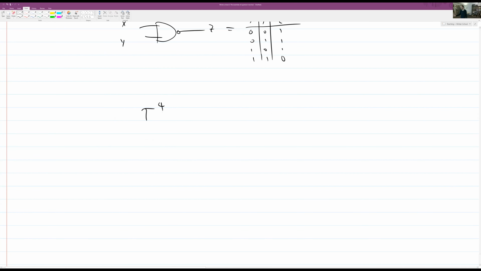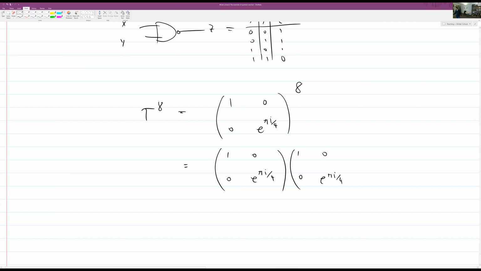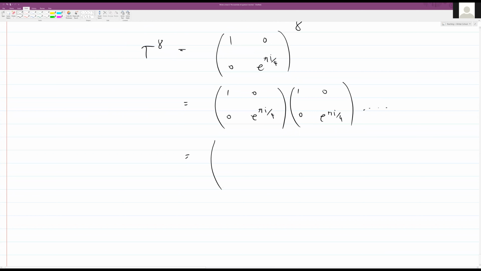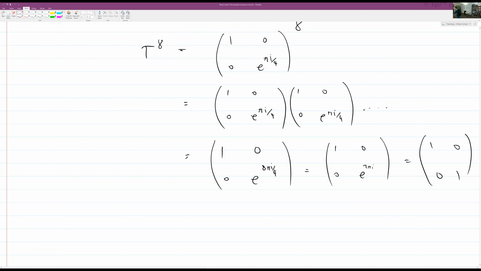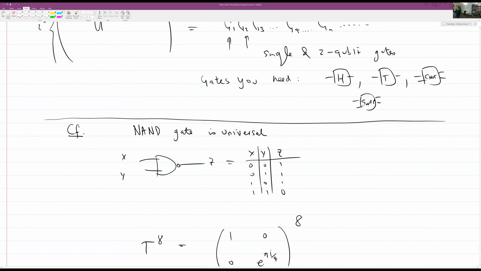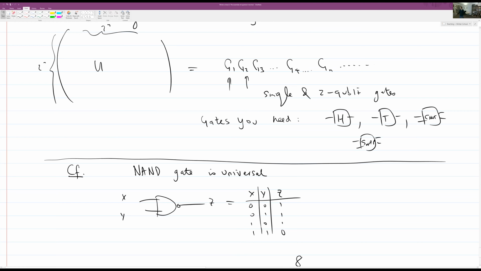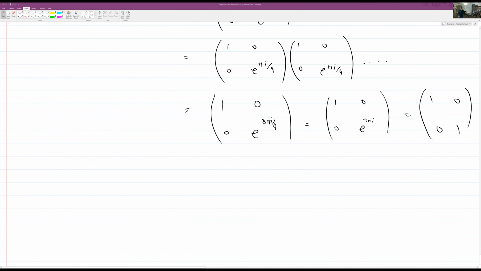Well, it turns out that if you take T to the power 8, that's the identity matrix. T is the matrix 1, 0, 0, e to the i pi on 4. If you take that matrix to the power 8, so you do it 8 times in composition, the matrix you get out at the end is 1, 0, 0, e to the 8 i pi on 4, but that's 1, 0, 0, e to the 2 pi i, which is just 1. So indeed, that's a good question. How do I do nothing, the identity, without that being in our list of allowed gates? The answer is you do T 8 times, which is a super stupid way to do nothing. A much more efficient way to do nothing, of course, is just to do nothing. But that was an excellent question.